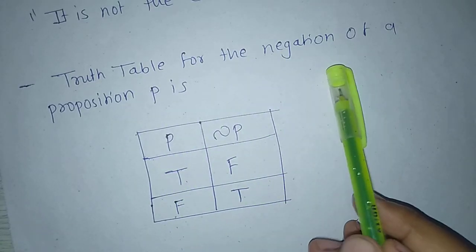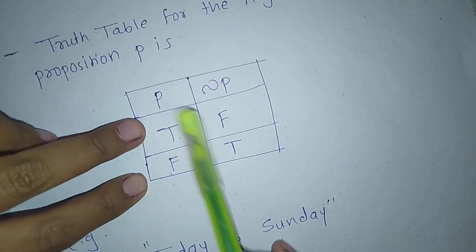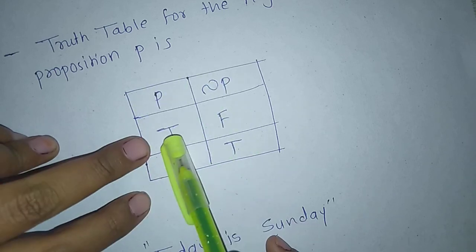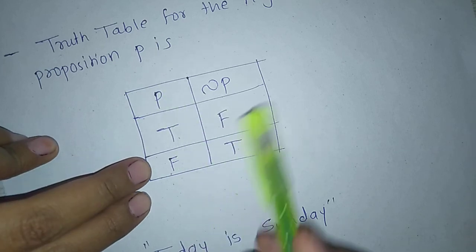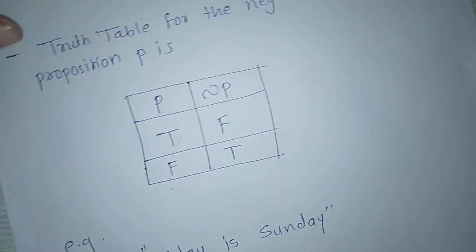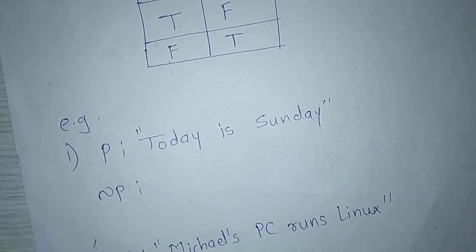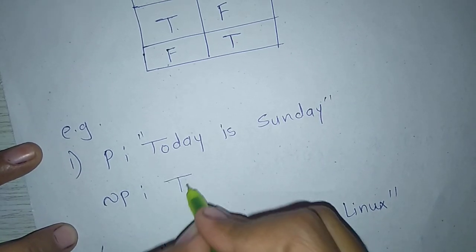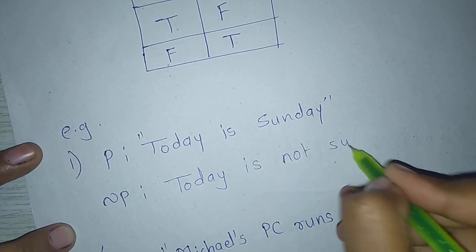The truth table for the negation of a proposition P: first, P, write T and F, true proposition, false proposition. Negation of P: if the proposition is true, then negation of P is false. If the proposition is false, then negation of P is true. For example, if the proposition is today is Sunday, then negation of P is today is not Sunday.